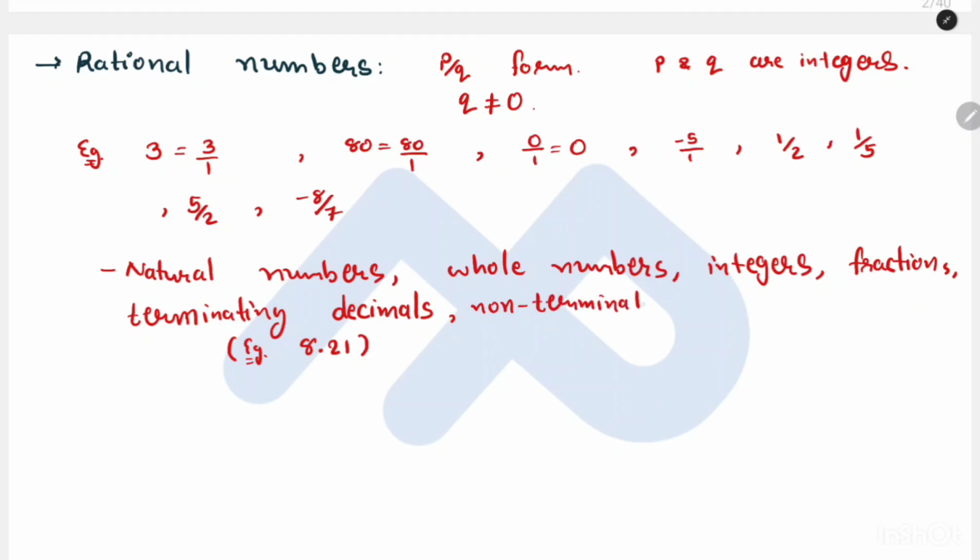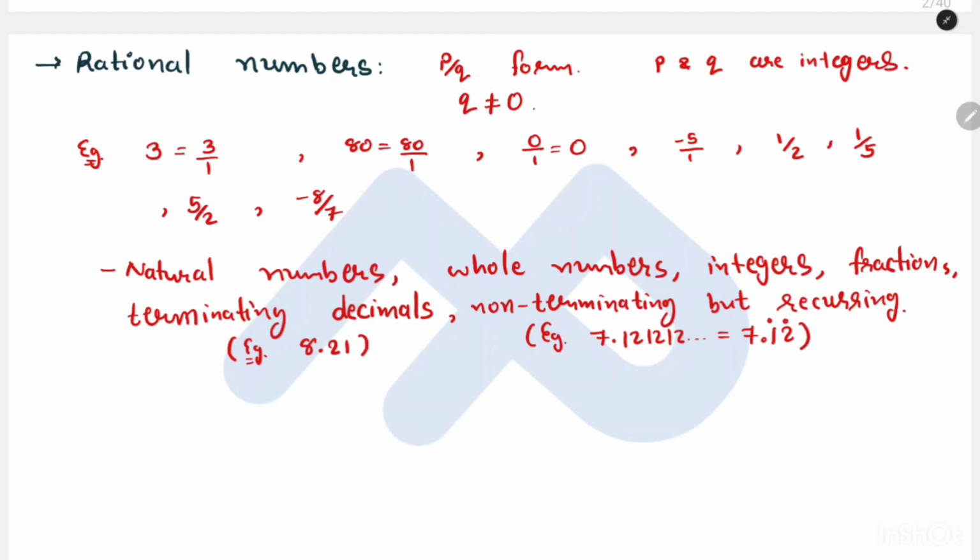Non-terminating but recurring, that means they are not stopping after certain digits, but they repeat the same pattern. For example, 7.121212 and so on, which can also be written as 7.12 bar.